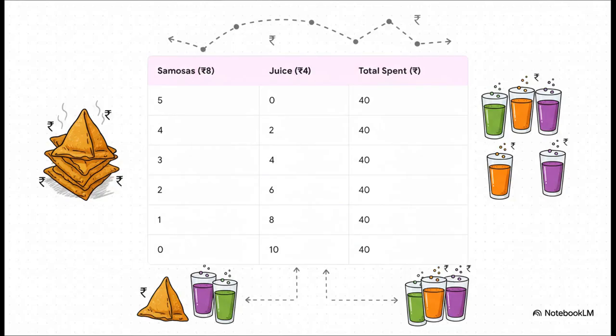So if you're the kind of person who likes to spend every last rupee, this table pretty much lays out all your options. You could grab 4 samosas and 2 juices, or maybe you're more of a 2 samosa, 6 juice kind of person. Just notice that every single one of these combinations adds up to exactly 40 rupees.